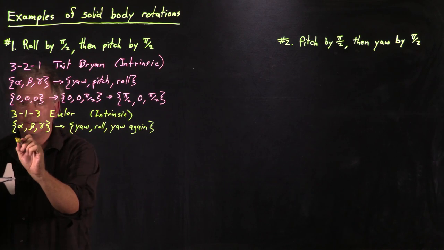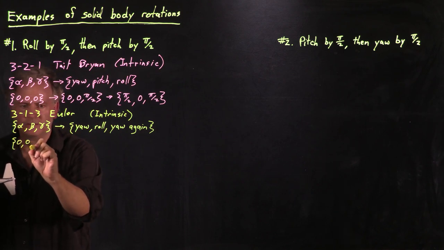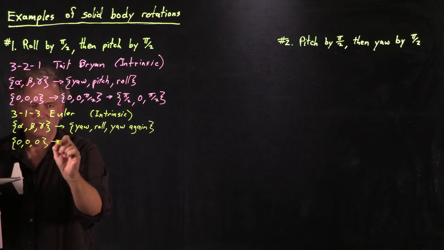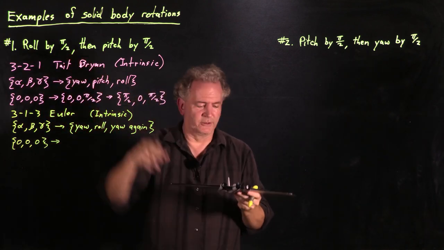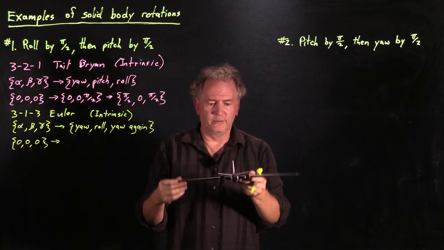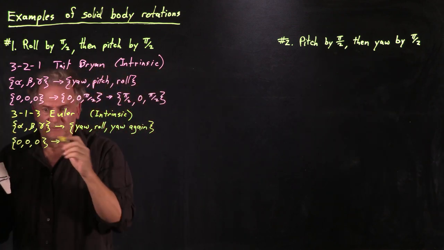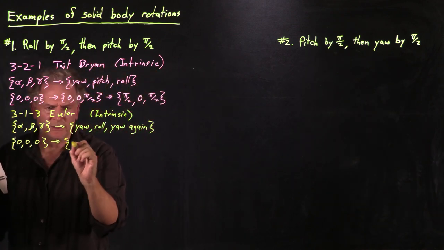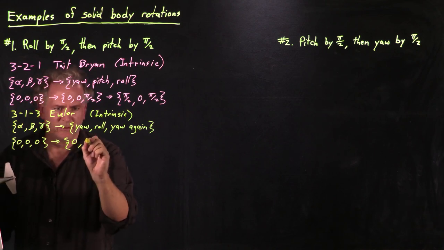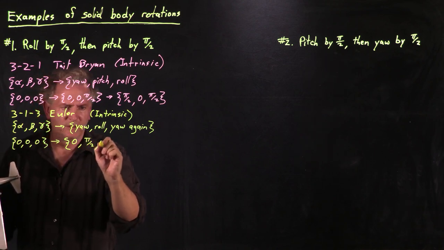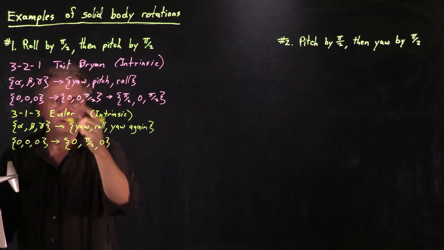And again, we're going to start at the 0-0-0 configuration. The first half of the maneuver corresponds to a roll by pi over 2, which is now the second variable, beta. So as the rotation goes along, we're going to go from 0, 0, 0 to 0, pi over 2, 0. Same argument as before, just a different variable.